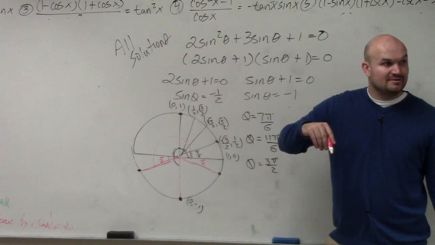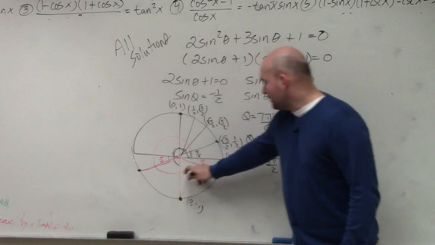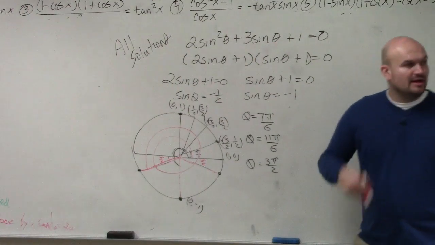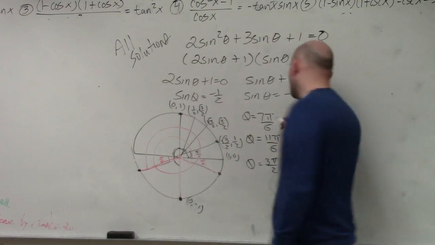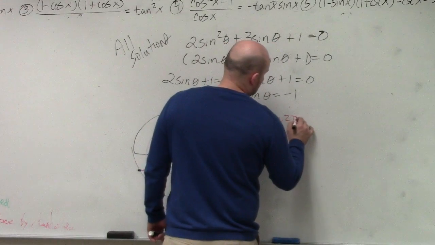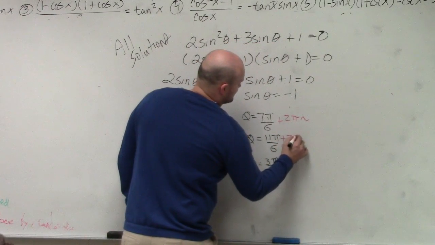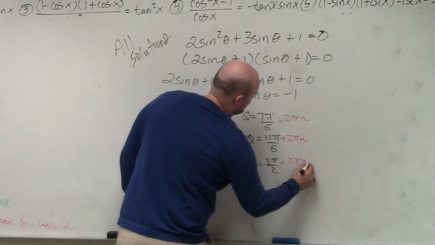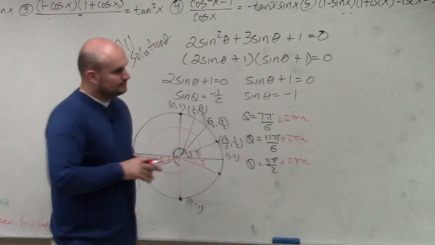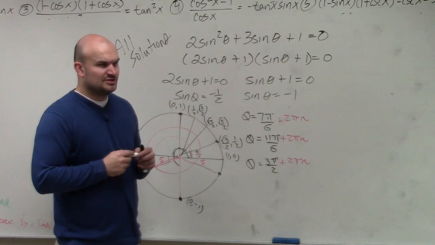You'd have to add 2 pi. You have to go all the way around again, right? And you have to keep on doing that, and I'd have to keep on doing that for all three of my angles. So all three of my angles are plus 2 pi n, plus 2 pi n, plus 2 pi n. Does that make sense why we're adding 2 pi to each one of them?